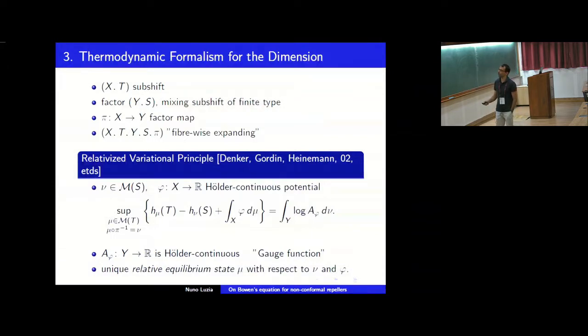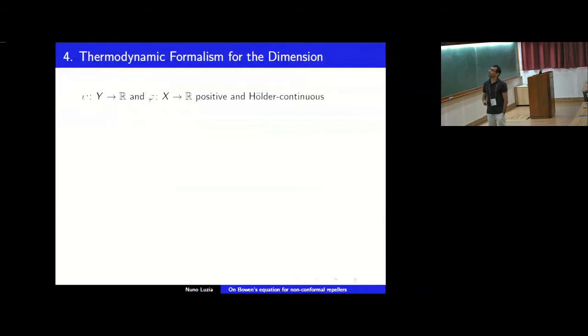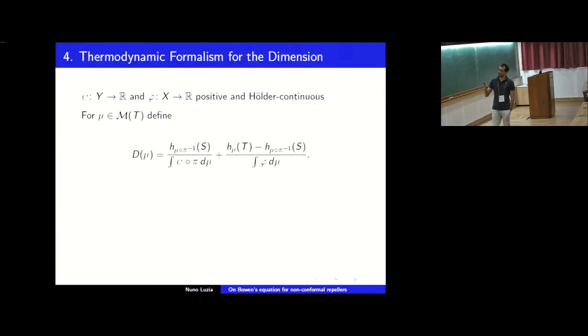And mu is ergodic if nu is ergodic. So this will be the main tool that we'll use, okay? So fix two potentials, okay? One in the vertical space and the other one in the whole space, which is positive and Hölder continuous, okay? This will play the role of the Lyapunov exponents, okay?